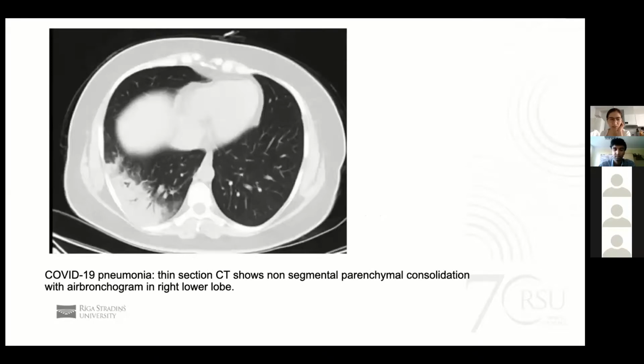And here's a COVID-19 pneumonia patient with a CT section showing a segmental parenchymal consolidation with air bronchogram. Here you can see the air bronchogram very clearly in the right lobe. You can see these dark lines, which are basically the bronchioles, and the whitish areas are the alveoli filled with fluid and pus, and it's basically an abnormality when you can see these clear lines, the clear bronchioles.